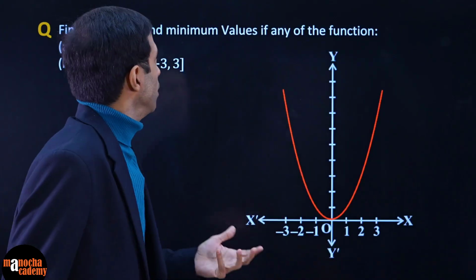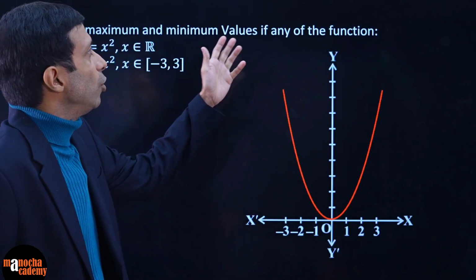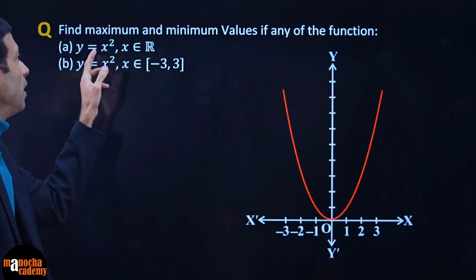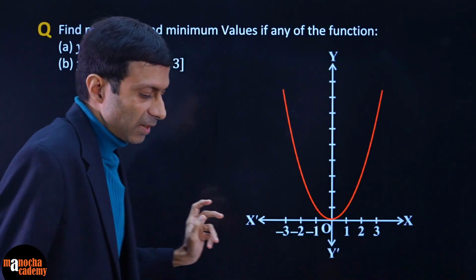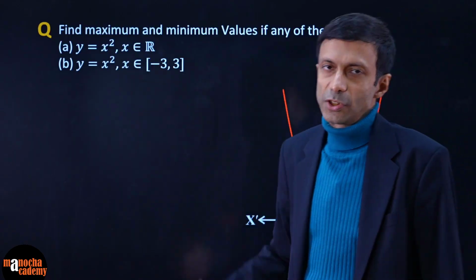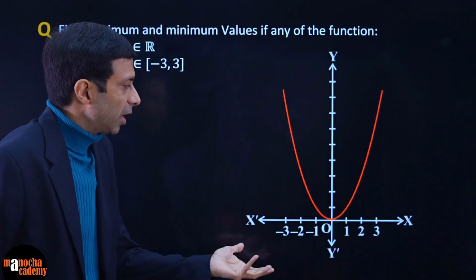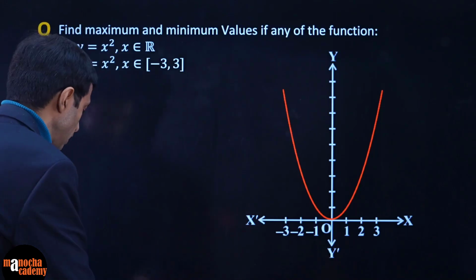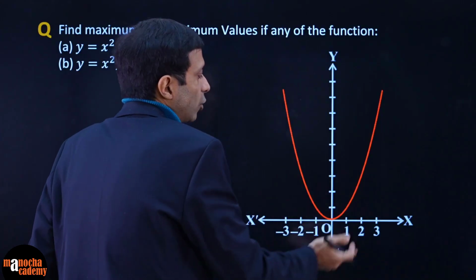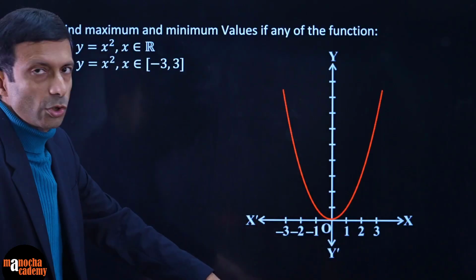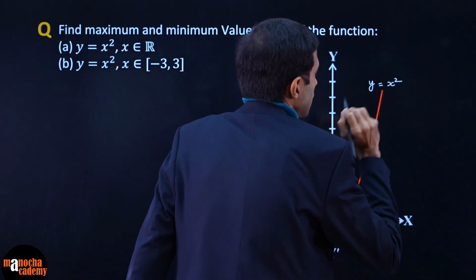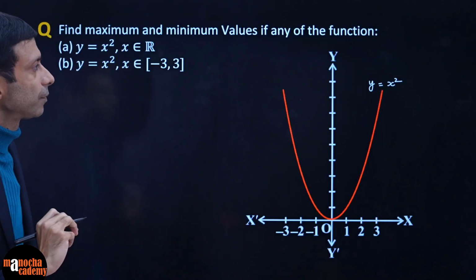Now if I give you this question, find the maximum and minimum values, if any, for the function y equal to x square. We've got two parts where they are giving us the x that you need to consider: all real numbers, basically the entire number line. So I've given you the function, and to make it easy for you, I've sketched it out. You can sketch it out. So this is the function here. It's the x square function, simple, right? And you can see x square is always positive, so there is no negative value of x square. It's the square of a number. So this is our function y equal to x square.